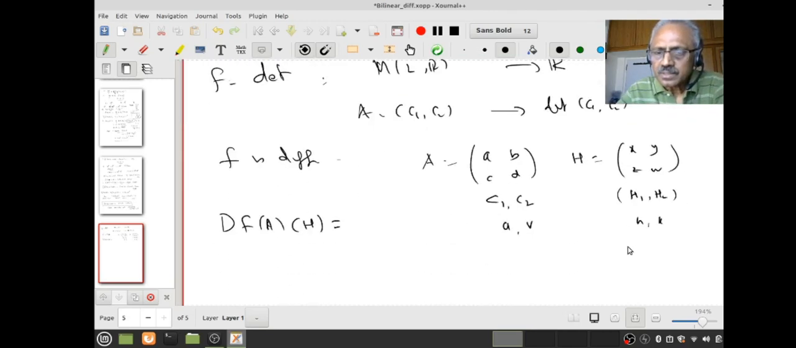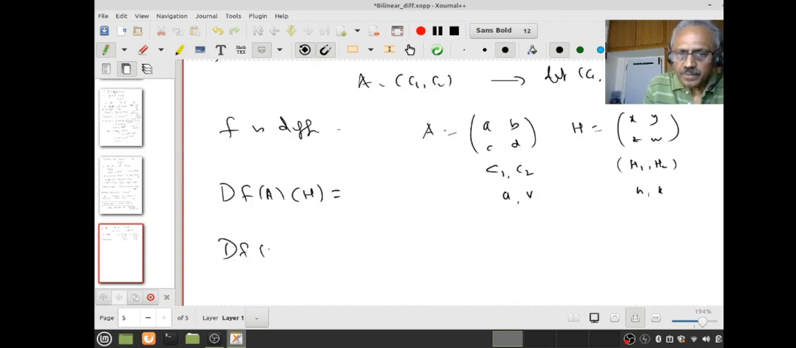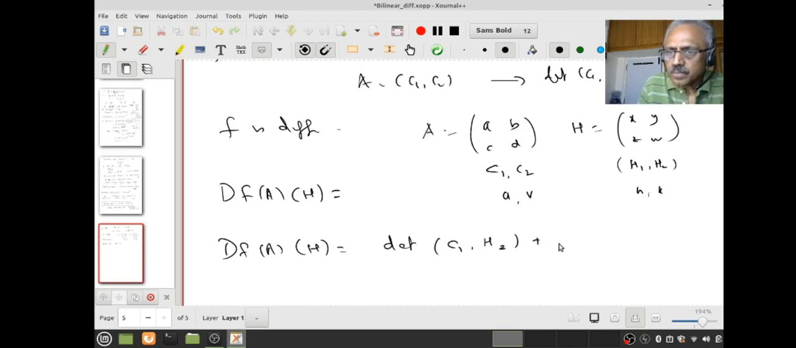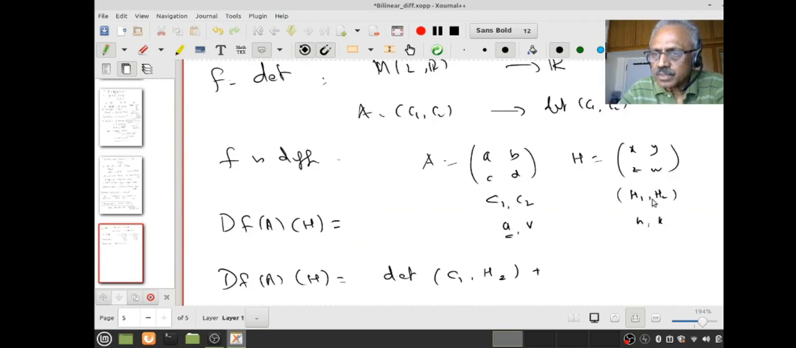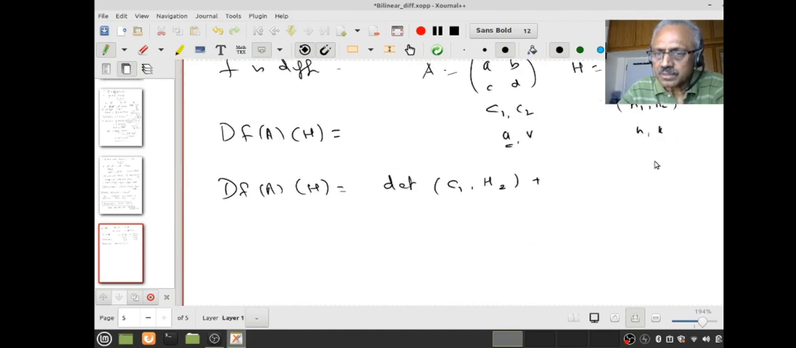Therefore, what is the derivative? This is D of A acting on H is the determinant of (u, k), that is C1 H2, plus f of (h, v). You understand, f of (u, k)? What is u? My C1. What is k? That is my H2. And what is f? It is the determinant. I will not repeat the similar argument. Now it should be clear. This is going to be H1 and C2.